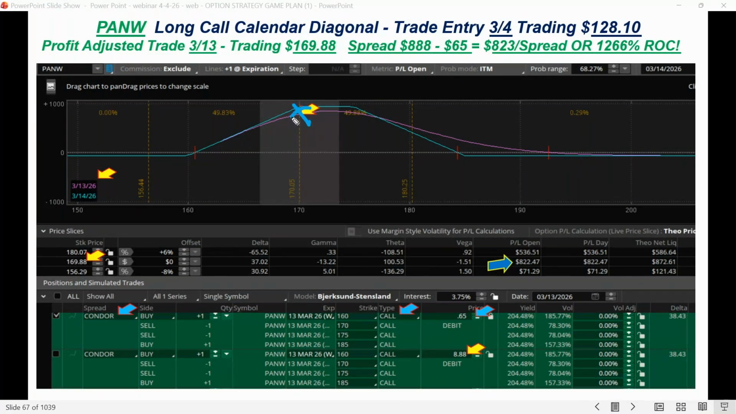So it's trading right here on the 13th, trading at 169.88 right there. So still had a little time decay in there. So the spread at that point went from $65 to $888. So we had a profit of $823 per spread, 1,266% return. All right, and a positive theta trade. So really cool trade.